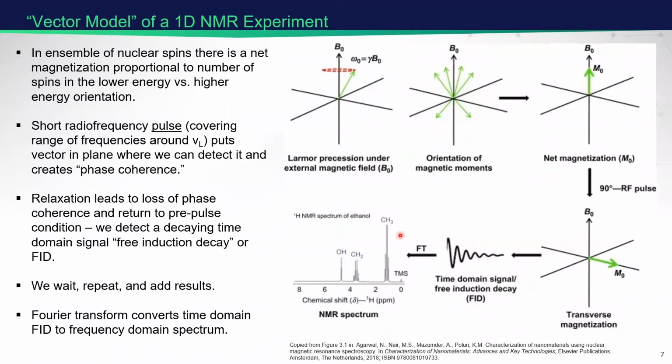In practice, we wait until a significant portion of that magnetization has returned. We repeat the experiment, and then add the results to increase sensitivity. Each time we do that, it's called a transient. Some people still call them scans. We use a Fourier transform to convert this time domain signal into a spectrum at the frequencies of all the constituent nuclei.